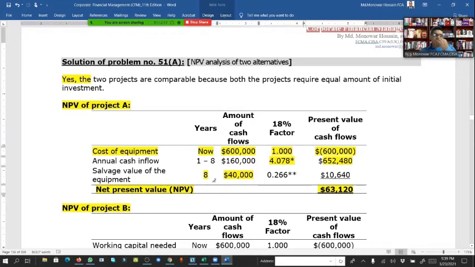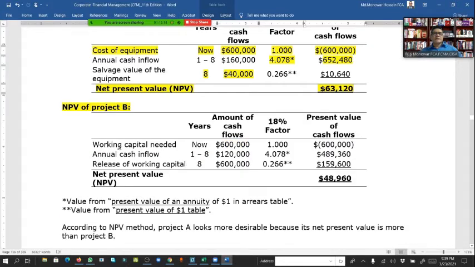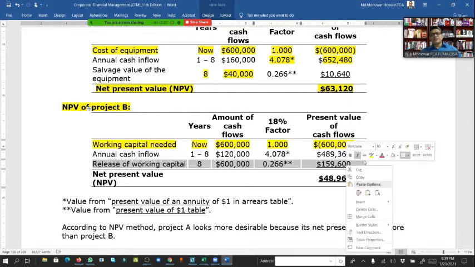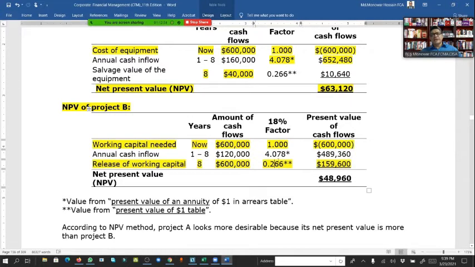And now we have to see project B. As said, it uses working capital of 6 lakh. Also it is released, that 6 lakh, in year 8. But the value of the 6 lakh now would be 1,59,600, because using this 0.266 PV factor, multiply with this 6 lakh, we will get 1,59,600.